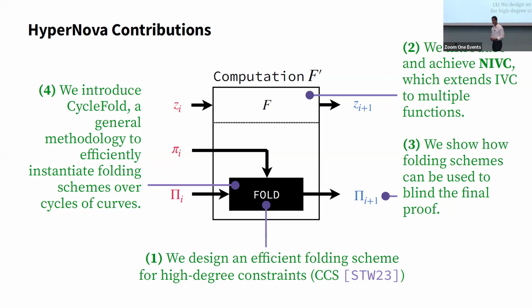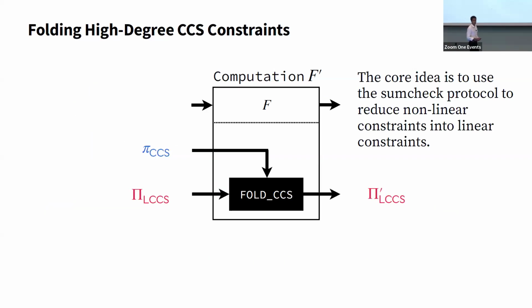Now, Hypernova can be viewed as the combined total of all of these contributions. But today, I want to focus on the first contribution, which is designing an efficient folding scheme for high-degree constraints. So recall that our goal is to fold proofs about customizable constraint systems. So our core technique here is that we'll design a folding scheme that allows us to fold a proof about customizable constraint systems into a running proof about linearized constraints. That is, it only considers the linear part of the constraints of CCS, and we'll call that LCCS, okay?